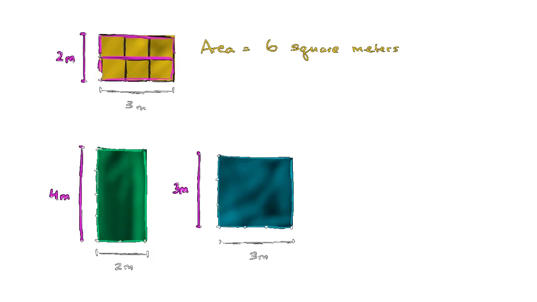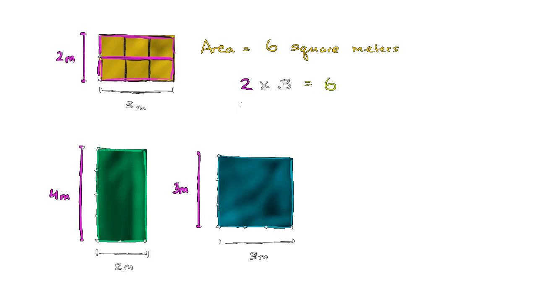So another way that I could have essentially counted these 6 things is I could have said, look, I have a length of 2 meters, so I'm going to have 2 groups of 3. So I could multiply 2 times 3, 2 groups of 3, and I would have gotten 6.